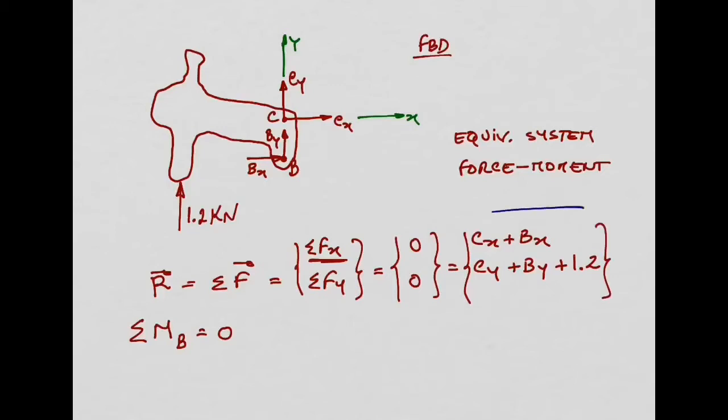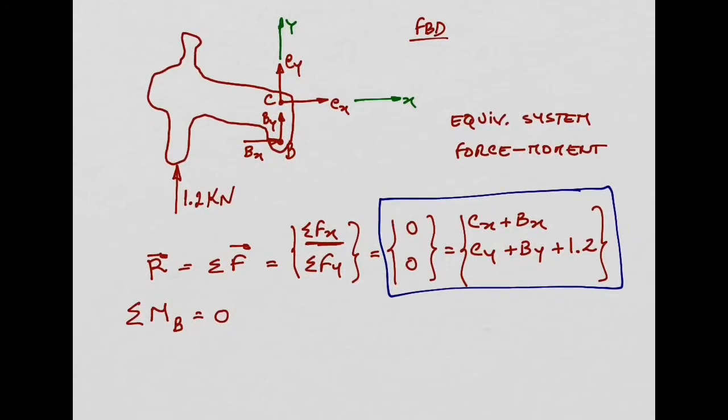So this will give me two equations. So I underline it in blue there. I will get two equations. The first one is Cx plus Bx equal to 0. The second equilibrium equation is Cy plus By plus 1.2 equal to 0. Yeah? We need to work out now the moments equation. Summation of moments about point B equal to 0.